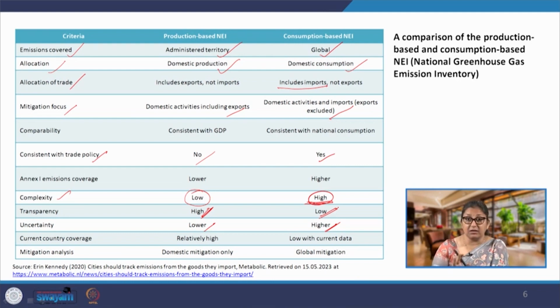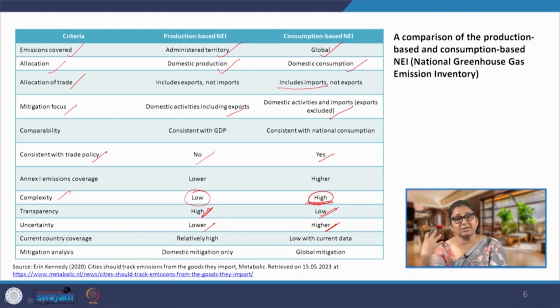If you look at the current country coverage as to which countries are going for production based emission calculations, it is relatively higher for the obvious reasons, and the consumption based emission reduction and accounting is much lower with the current data, and that is easily understandable. Yet the consumption based emission reduction clearly tells us that the producer alone is not responsible for the emissions that are happening. The consumer countries are equally responsible for the emissions that are happening in the producer country.